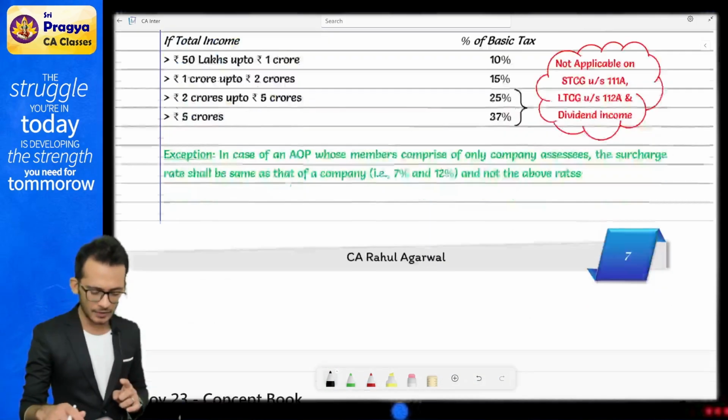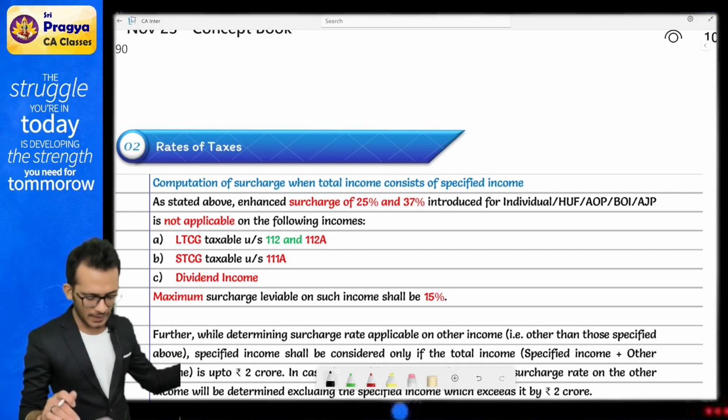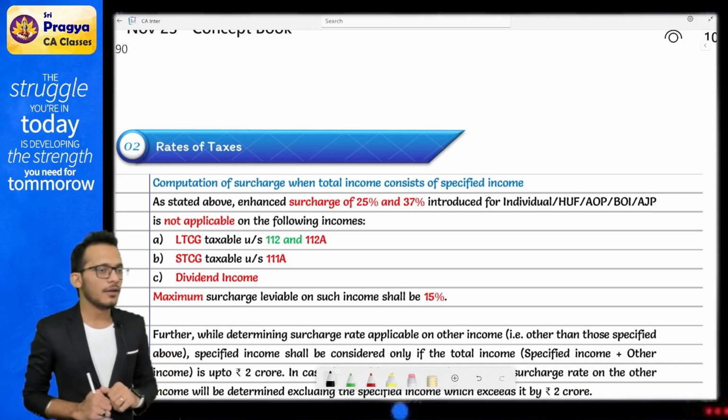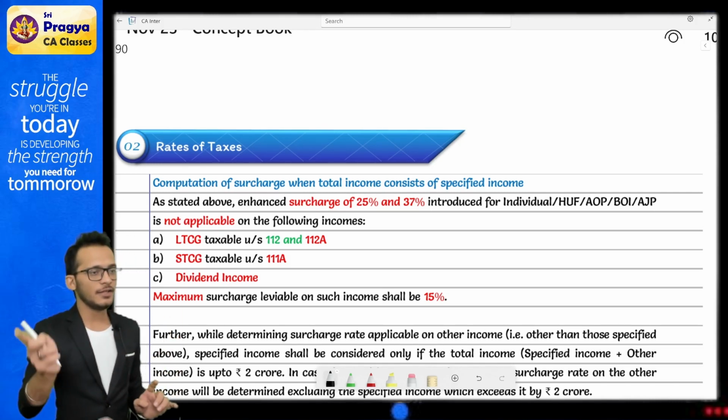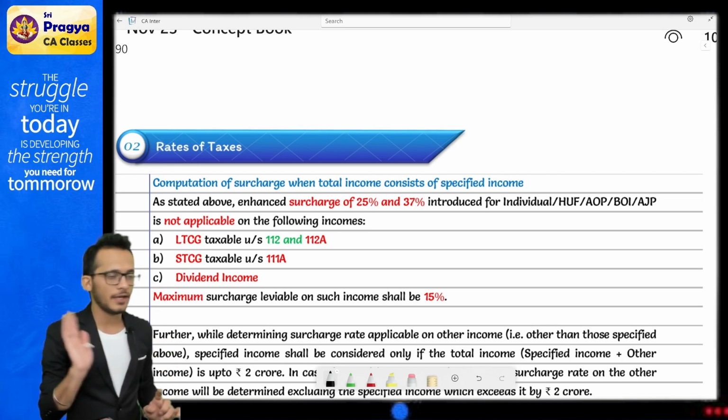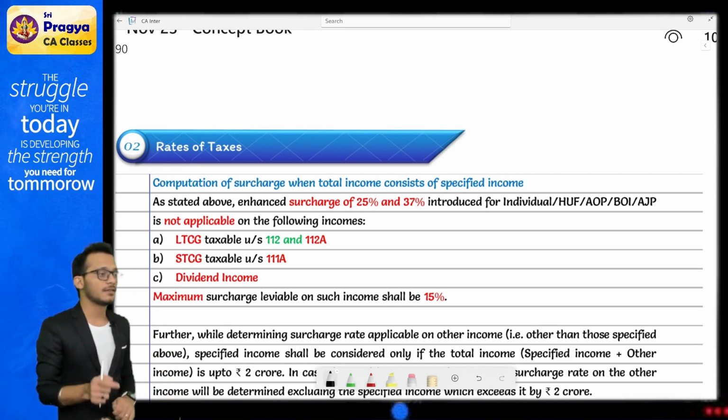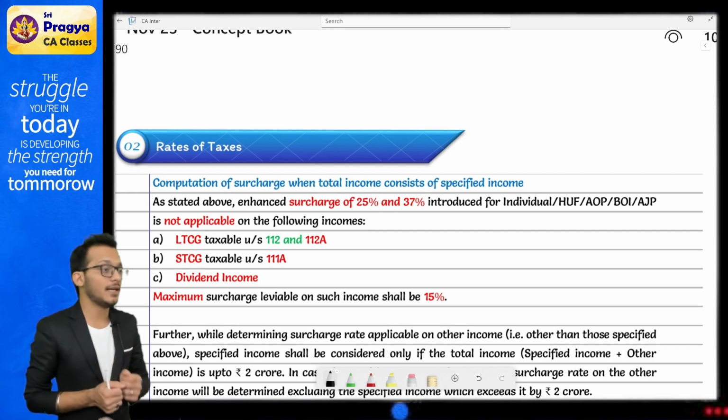So they come and say that if you are under 112A, 111A or 112 or dividend income, you will not levy the surcharge of 25 or 37. You will only levy a maximum surcharge of 15. And if you are going to check your surcharge on other incomes, the other income should be checked on a standalone basis.